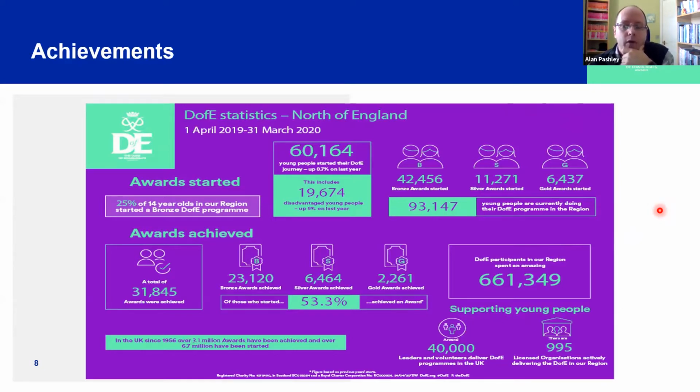And we're looking at around 93,000 young people participating in the north of England at this time. One of the key areas that we are focusing on now is how we get more young people from a disadvantaged background involved. And that gives you an indication of how we're doing on that currently.